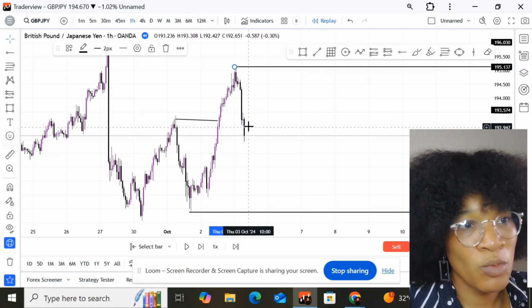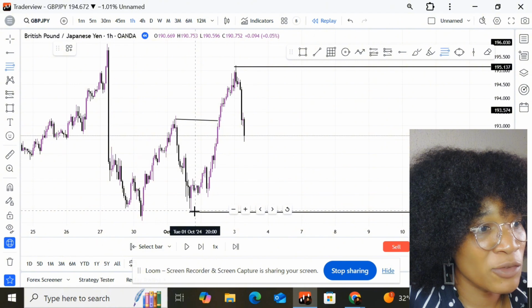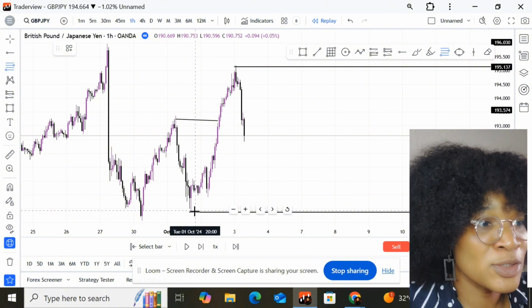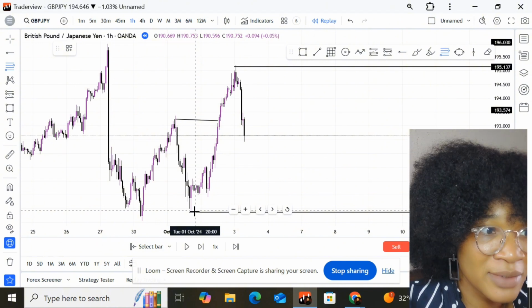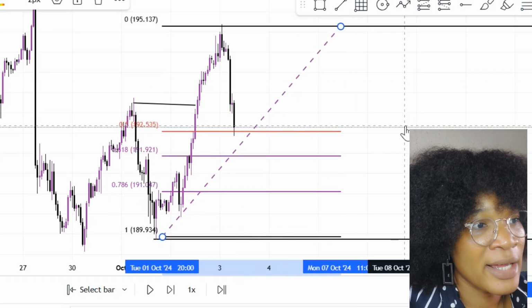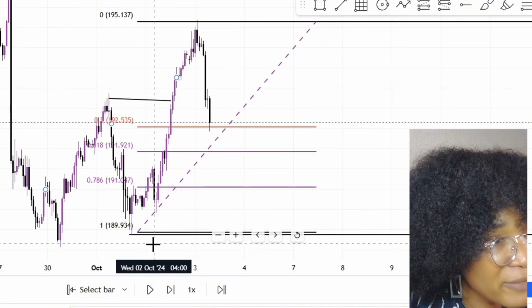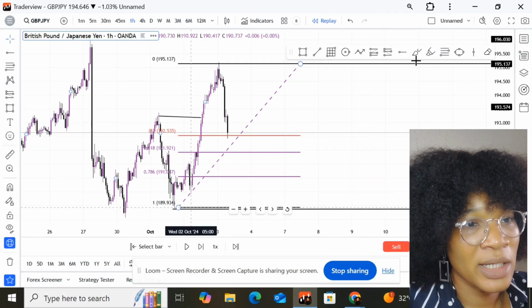So this is the range I'm working with. When I pick up my Fibonacci tool, we're trying to buy, so I'm going to be starting from the lowest point, the swing low, and stopping at the swing high. So I'm looking for price to come into these golden pockets from 0.5 down to 1.